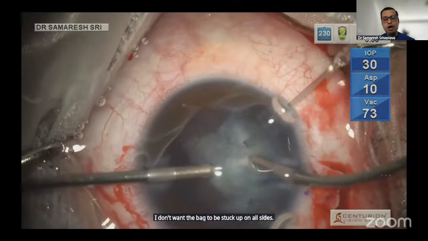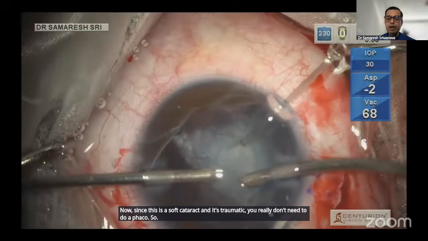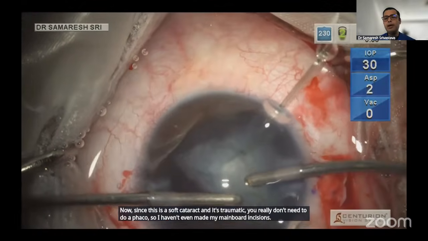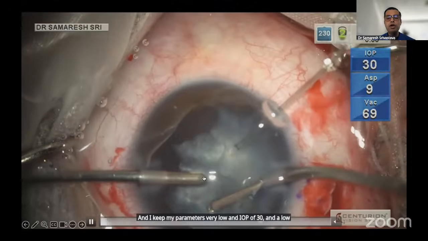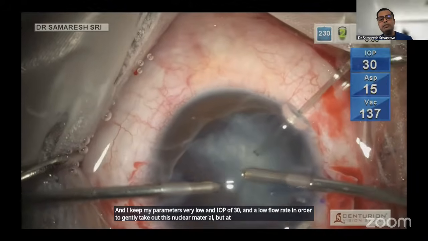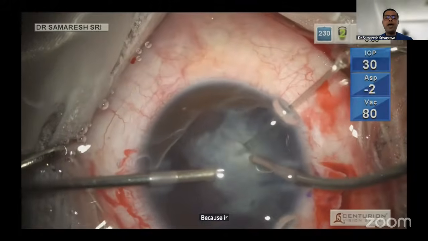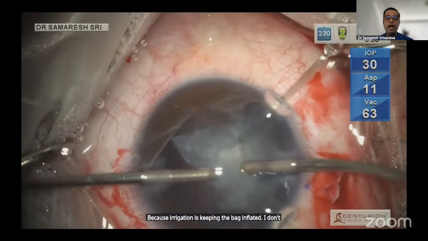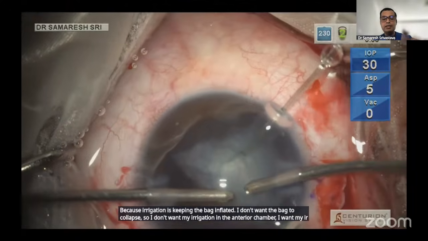Now, since this is a soft cataract and it's traumatic, you really don't need to do a phaco. So I haven't even made my main port incisions. And I keep my parameters very low, an IOP of 30 and a low flow rate, in order to gently take out this nuclear material. But at all time points, my irrigation is inside the capsular bag because irrigation is keeping the bag inflated. I don't want the bag to collapse. So I don't want my irrigation in the anterior chamber. I want my irrigation inside the capsular bag.